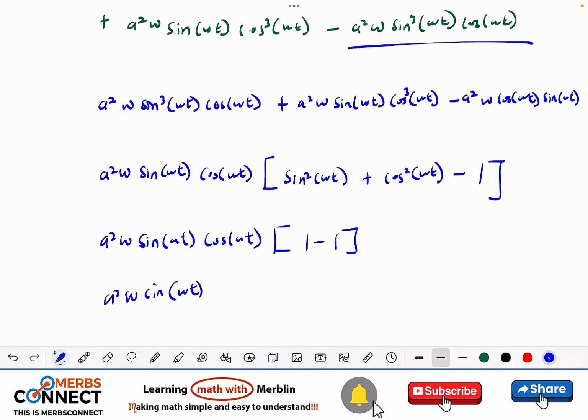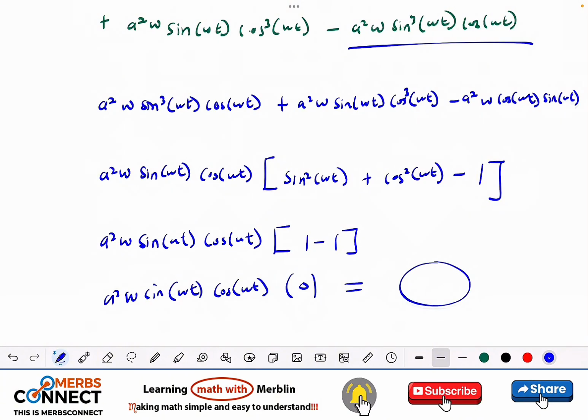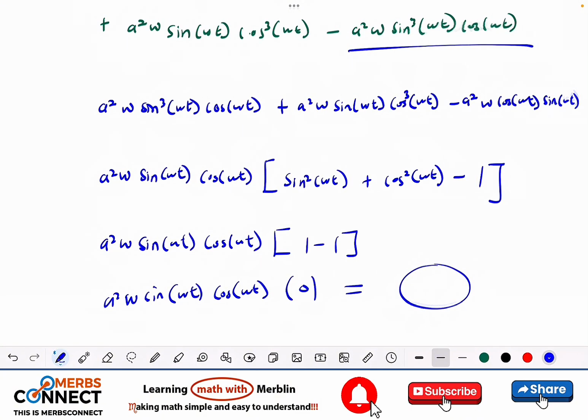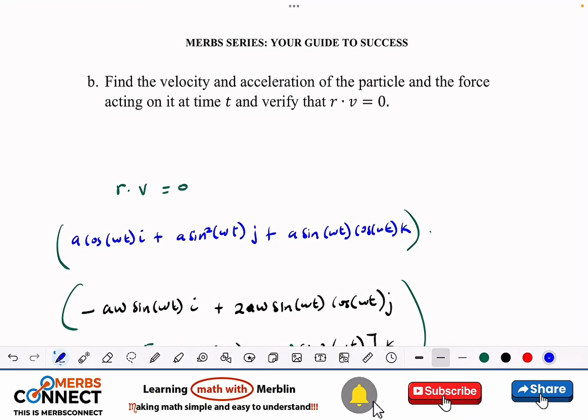So sine omega t cos omega t times 0, and this is going to be 0. So something that seems to be not going to be 0 now is equal to 0.